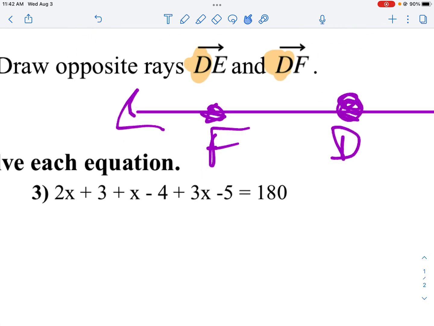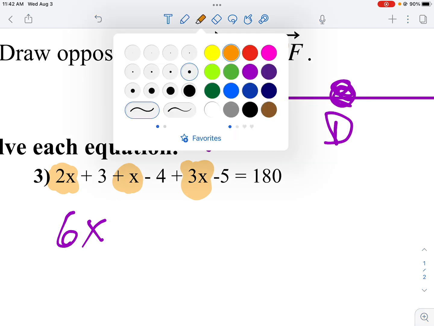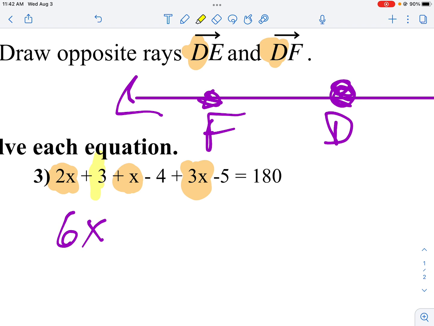Here's a little review of solving equations. Remember, you want to simplify first. So I'm going to combine all my like terms. I'm going to go 2x plus x plus 3x. Well, 2x plus x is 3x, plus 3x is 6x. And then I'm going to take positive 3 minus 4, that's negative 1, minus 5, that's negative 6. So I'll go 6x minus 6 equals 180.